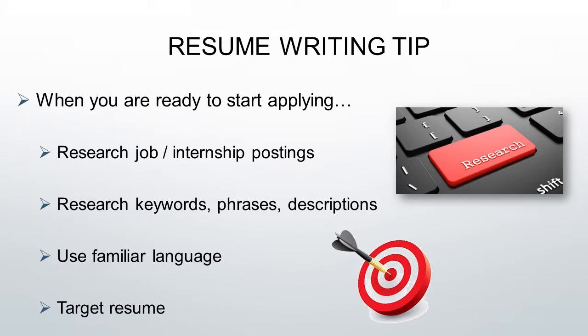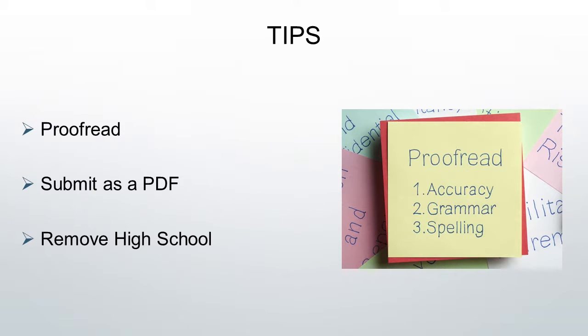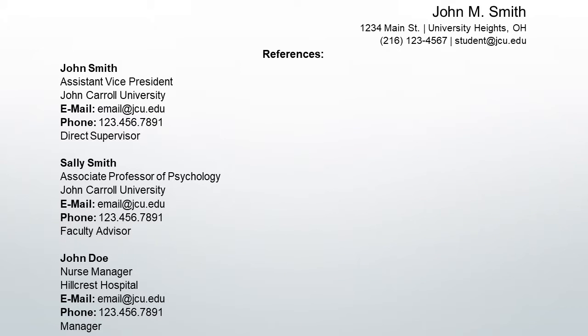Before submitting your resume to opportunities, proofread your document for spelling and grammar. Have your resume reviewed by a peer advisor at Career Services. When you are applying for a job, always submit your resume as a PDF and title it with your first and last name. Your resume should not include high school information after completing your second year at John Carroll. Create a separate reference page and only include the reference page if requested by the employer or organization. This should be formatted the same as your resume.